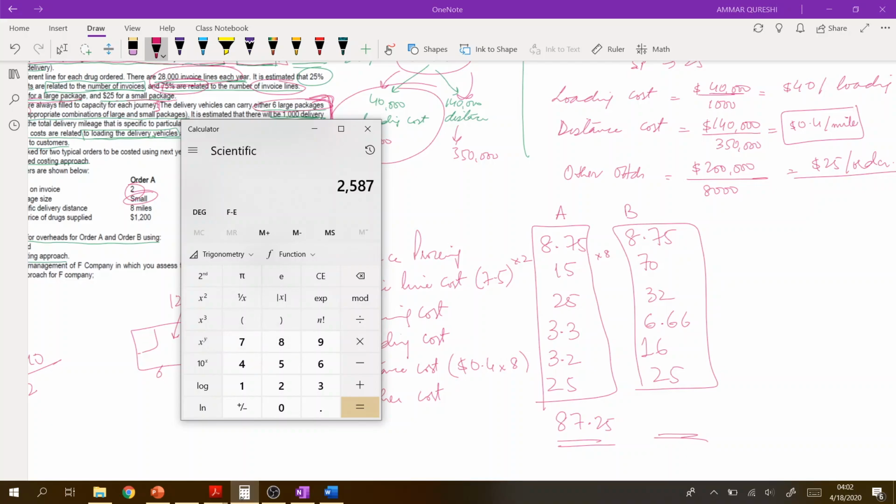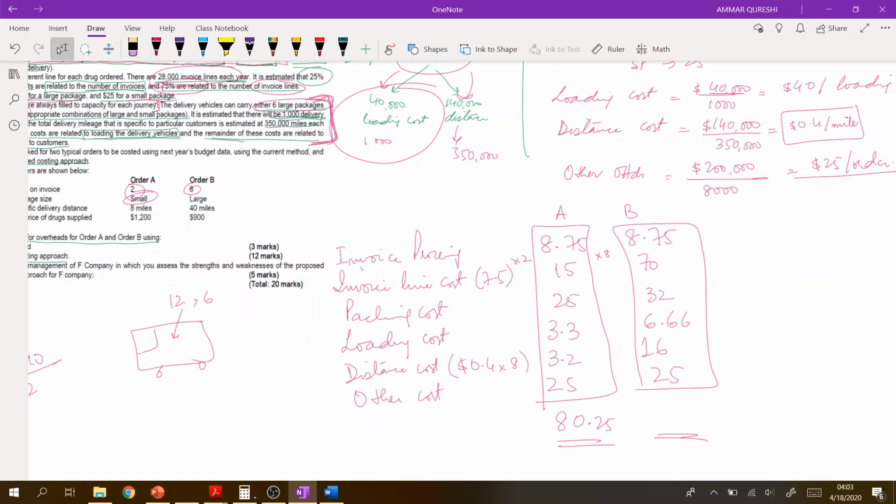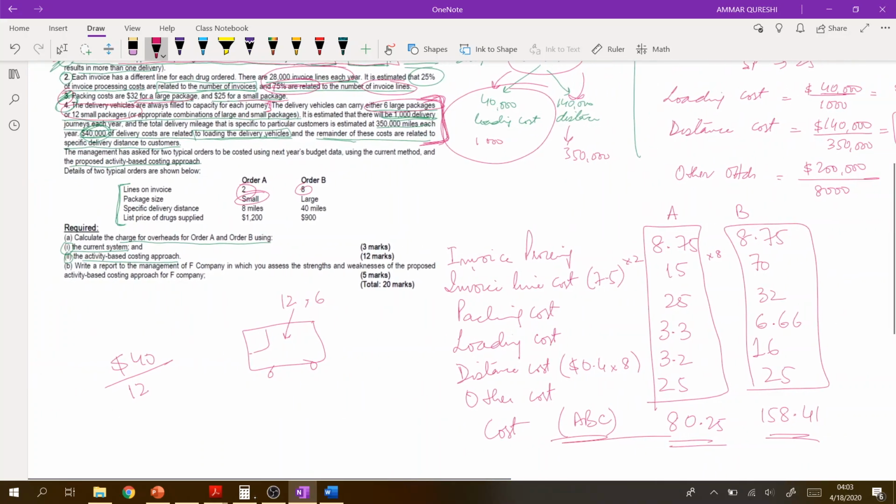So 8.75 plus 15 plus 25 plus 3.3 plus 3.2 plus 25. 80.25, sorry, it's 80.25. And then 8.75 plus 70 plus 32 plus 6.66 plus 16 plus 25 gives 158.41, right? So this is basically the cost of both orders by using activity based costing principles. That is basically the second part.